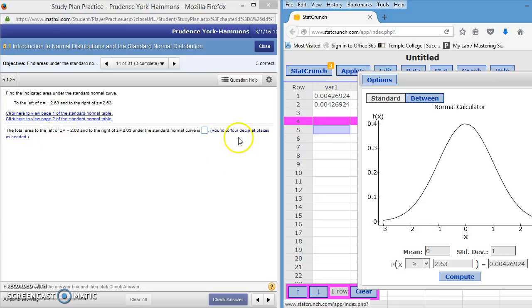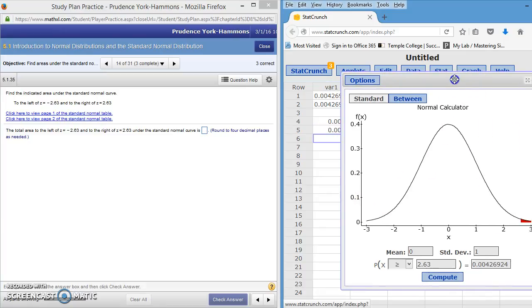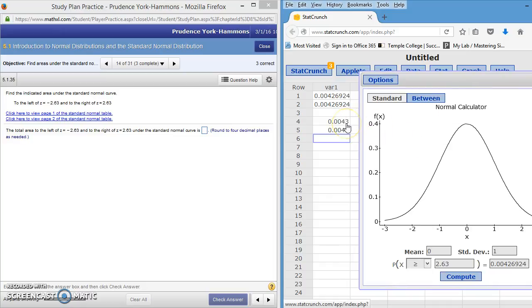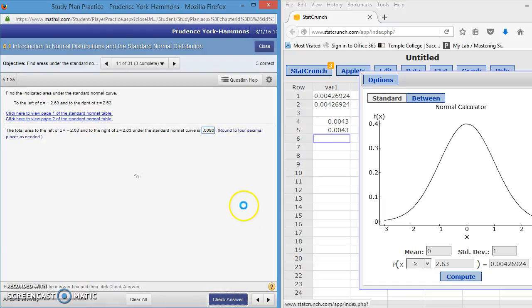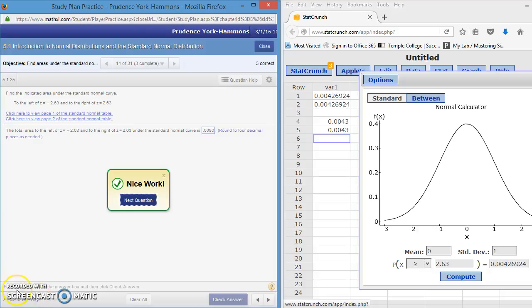So if I did 4 decimal places and added those together, I've got to clear out that pink row. I don't know why it's pink. I clicked on something. But if I were to add those, this would be 0.0043, and also 0.0043. The symmetry of this normal curve allows us to add those. Or you could just double it if you wanted to multiply by 2. But if I added those, I would get 0.0086. So let's check that and see. Very good. We got that one correct.